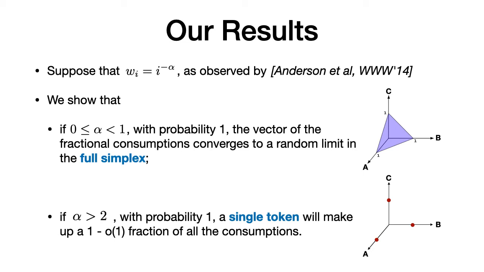If alpha is more than 2, then with probability 1, a single token will make up a 1 minus o(1) fraction of all the consumptions. That is, again, we have convergence to a limit, and this limit will be of a very special form. It will be some vertex of the n-dimensional simplex.